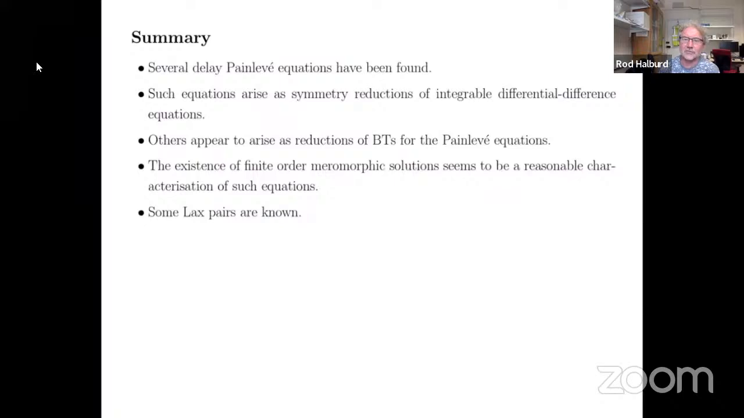Just to briefly summarize, there are a number of differential delay equations that look like they should be called delay-Painlevé equations, in that some of them come directly from integrable systems, some of them have lattice pairs, they have interesting and simple singularity structure, although there isn't a full theory to back any of this up yet.